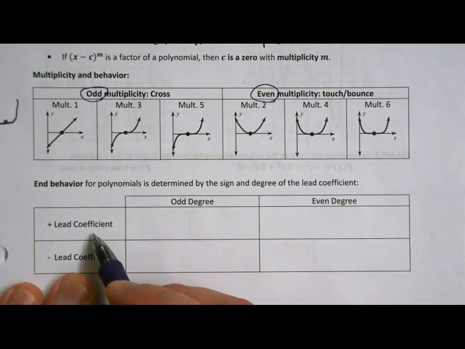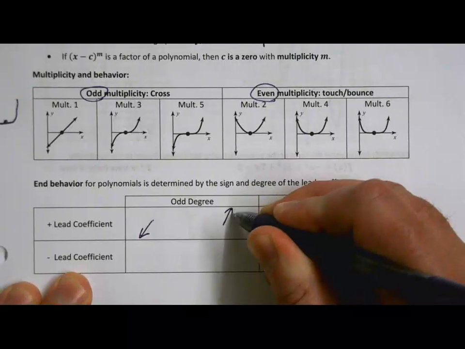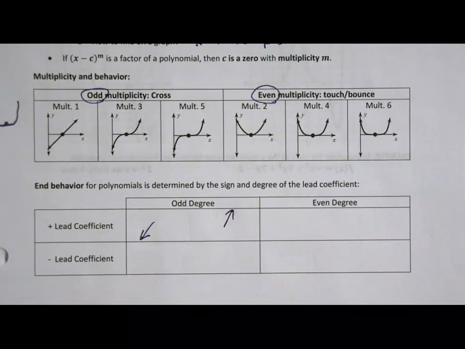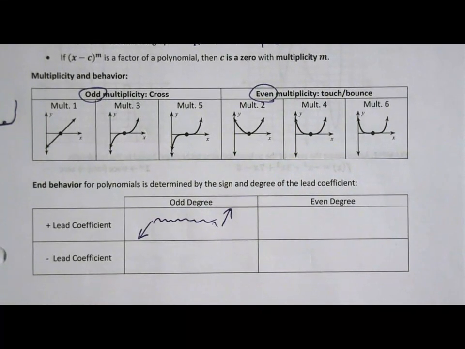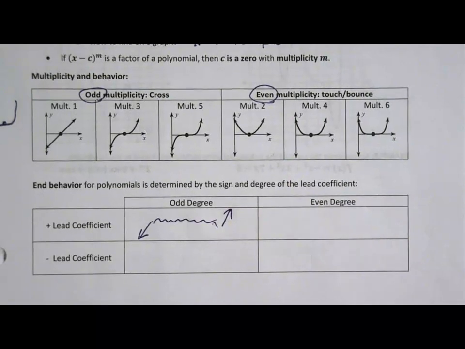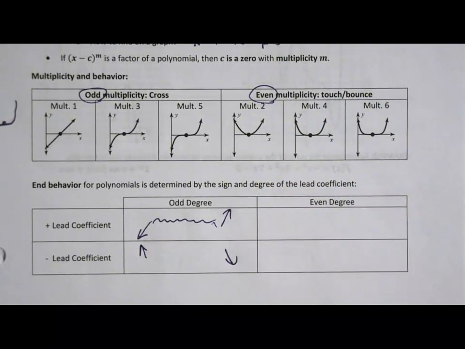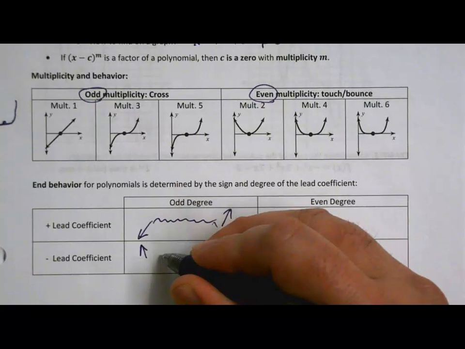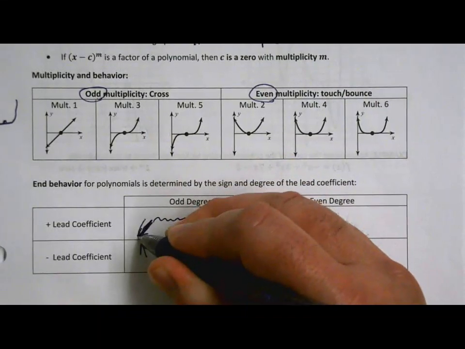So if we have a positive coefficient and an odd degree, we know it's going to be going down on the left and it's going to be going up on the right. This is end behavior, so it doesn't matter what's going on in between here. It could have a million little peaks and valleys. This just tells us what's happening at the far ends of the graph. So odd degree with a positive lead coefficient is going to look like this. With a negative lead coefficient, that's just going to flip over, and it's going to be going up on the left and down on the right. And again, whatever's going on in here doesn't really matter. The key is what's it doing at the ends.